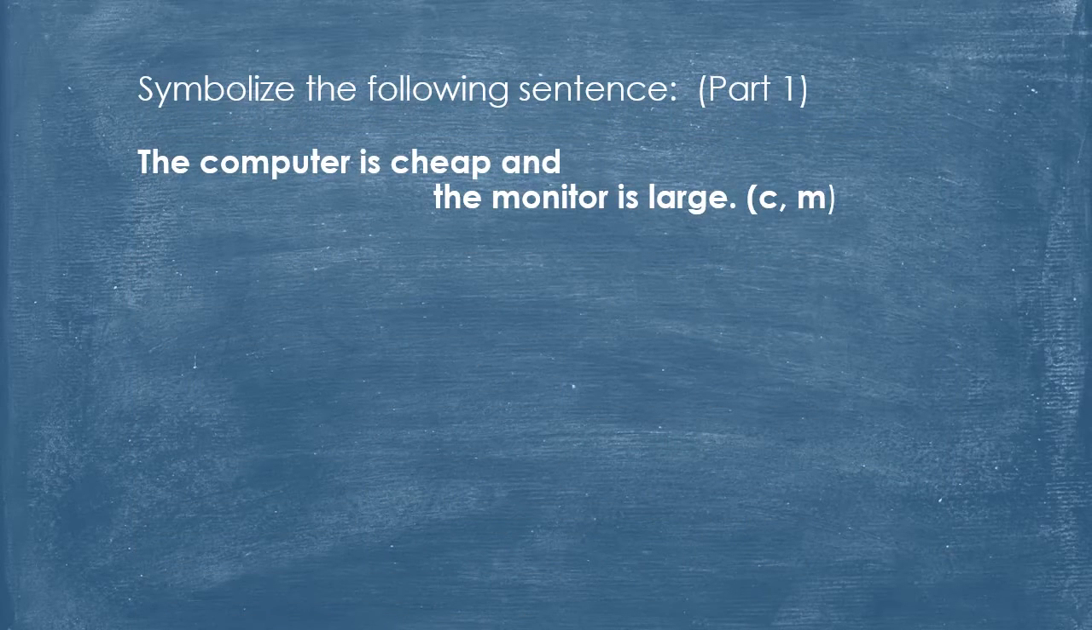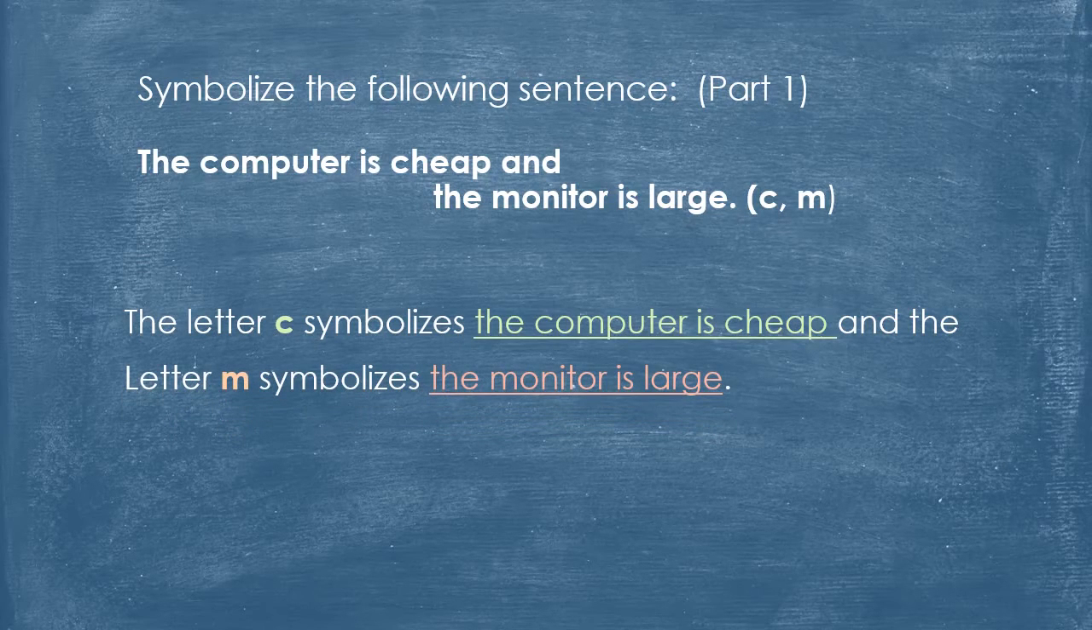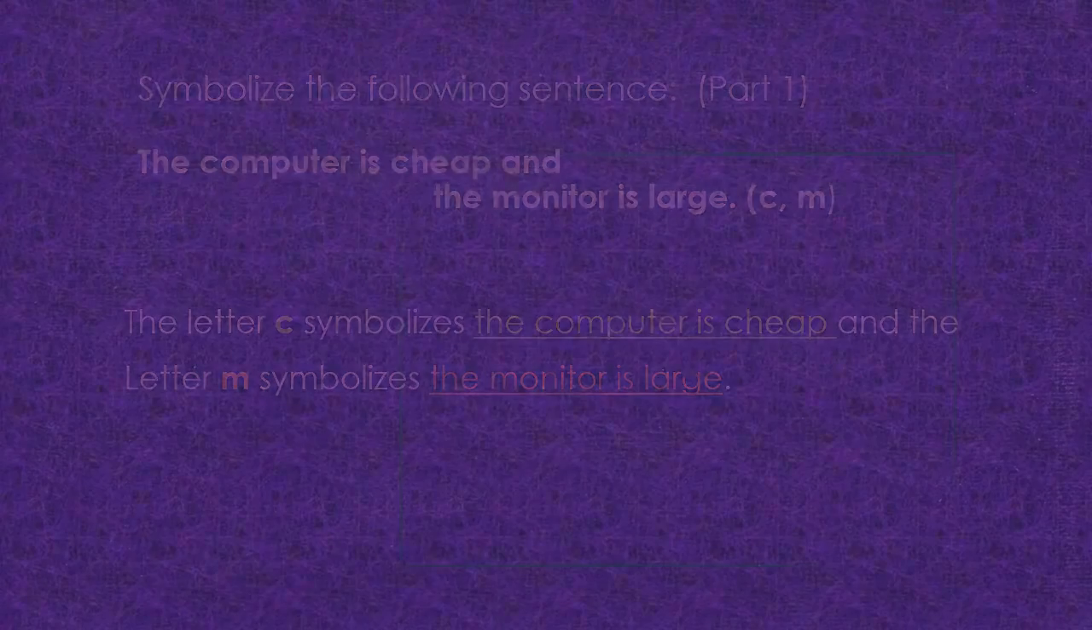So let's start with symbolizing this statement that we're given here. The computer is cheap and the monitor is large. Well, we first want to figure out what letters we can use to represent each phrase. So we can use the letter C, from computer perhaps, to symbolize the computer is cheap. And we can use the letter M to symbolize that the monitor is large. So we're using one letter to symbolize a phrase and another letter to symbolize a different phrase.